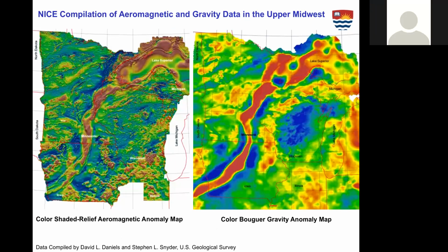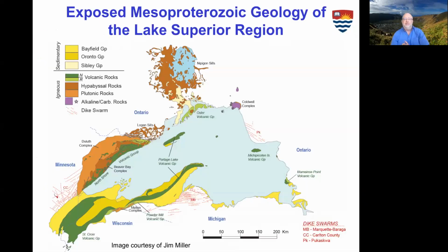Just to give you an idea of the scale and extent of this, we're looking at two images, a magnetic image on the left and a gravity anomaly map on the right. And you can see the expression extends all the way down from Lake Superior to Minnesota, Iowa, and further south. The best exposure of these rocks, though, is up around Lake Superior. The further away from the lake you go, the harder it becomes to actually see anything.